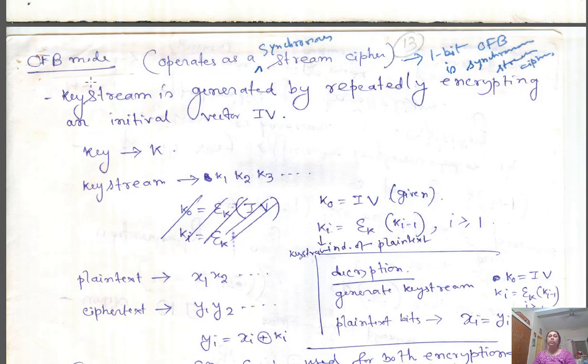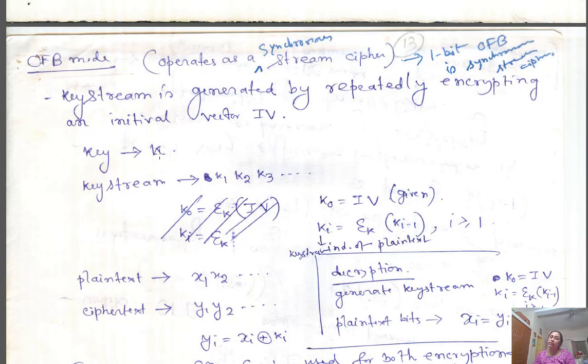Now OFB mode operates as a synchronous stream cipher. Synchronous means your key stream does not depend on the ciphertext or plain text or both. From this key you are generating the key stream.